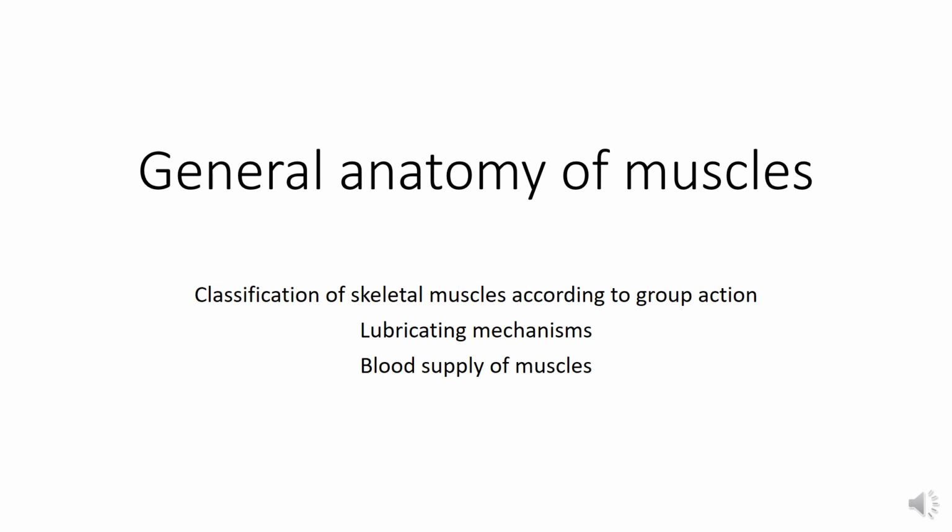In today's lecture of General Anatomy of Muscles, we will study the classification of the skeletal muscles according to the group action, the lubricating mechanism provided to the muscles for their movement on the bones, and in the last we will discuss the blood supply of the muscles.